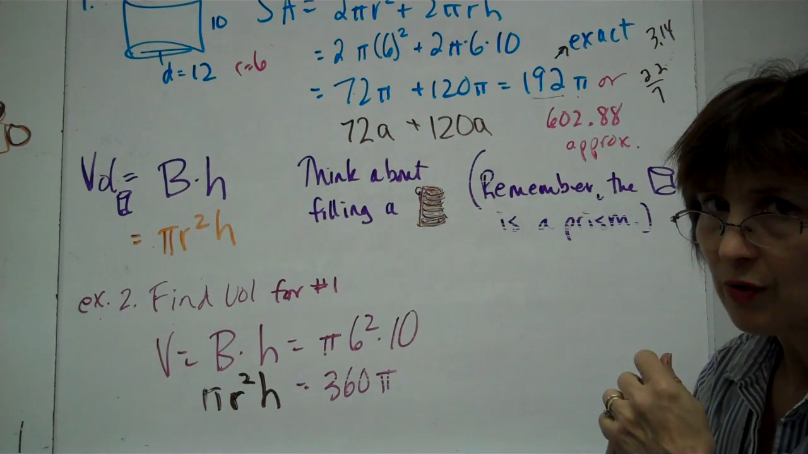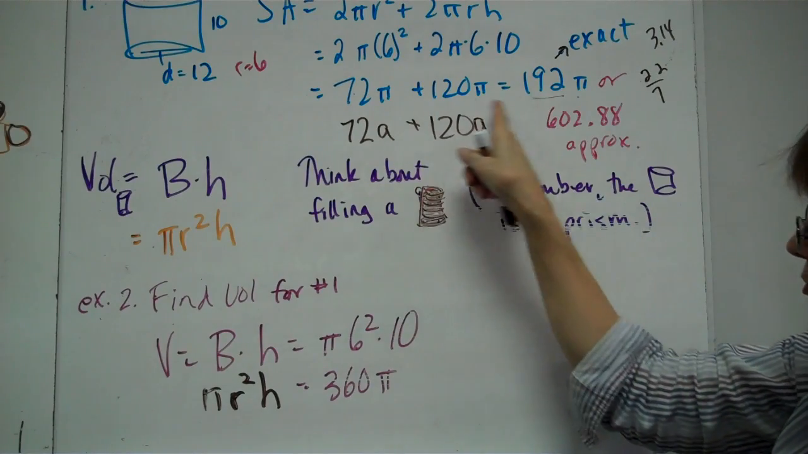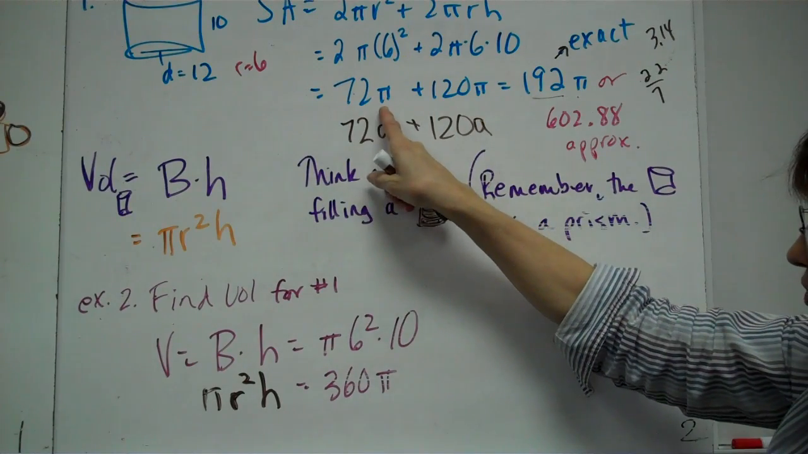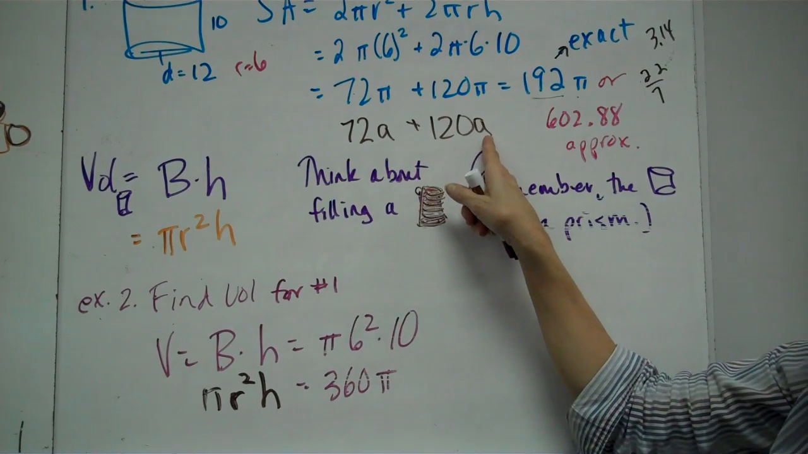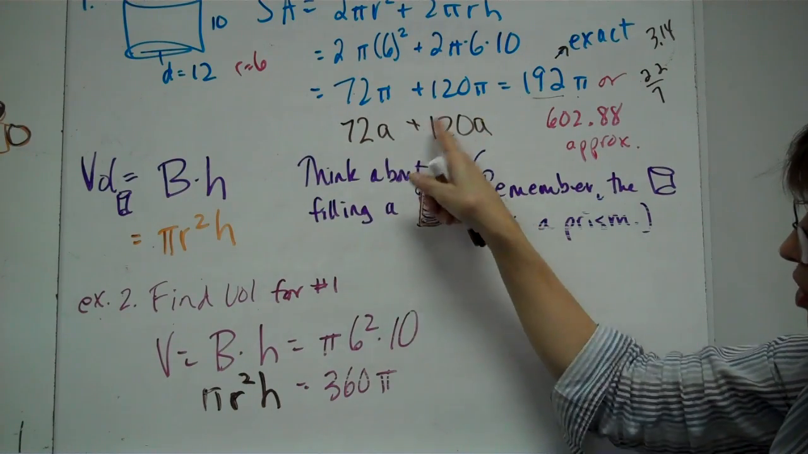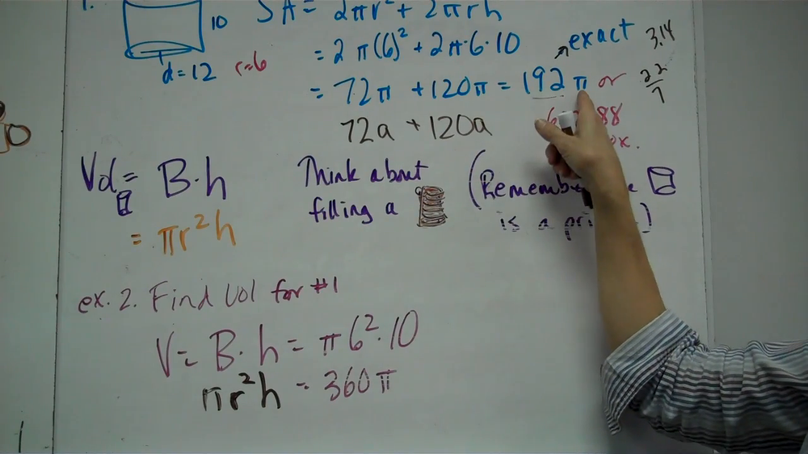Don't do the 3.14. Don't substitute that in for pi just yet. Go ahead and get it all down to one pi term. See, here I can think about this 72 pi as being 72a plus 120 times a. A is just pi. So here you see, oh, that's like terms. I can combine them. So 192, instead of a, of course, it's pi.